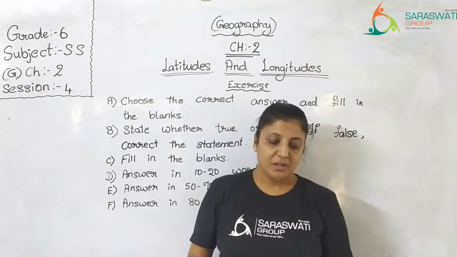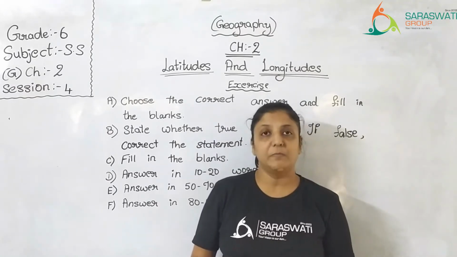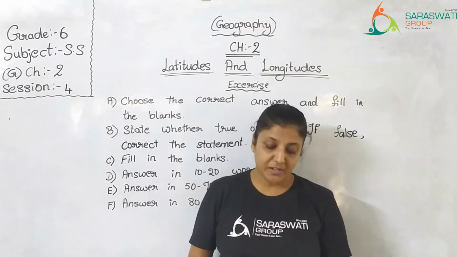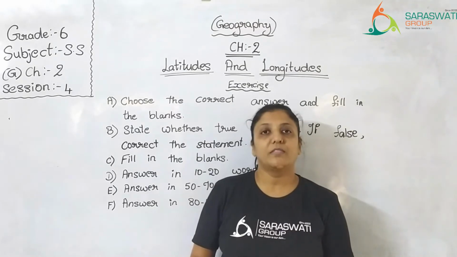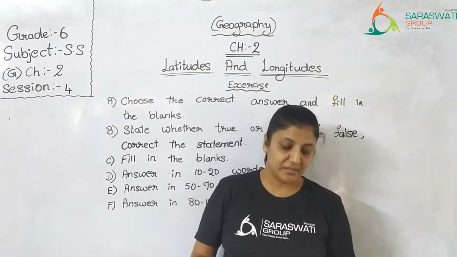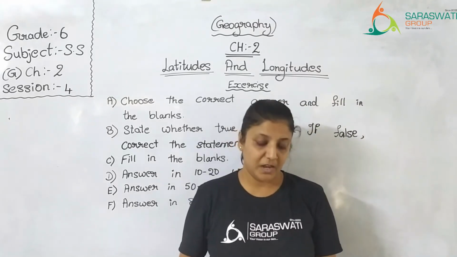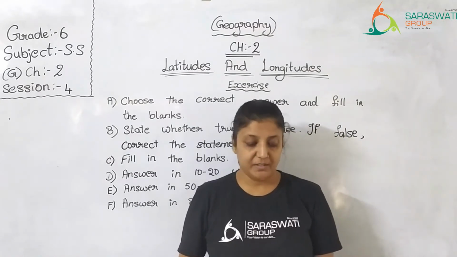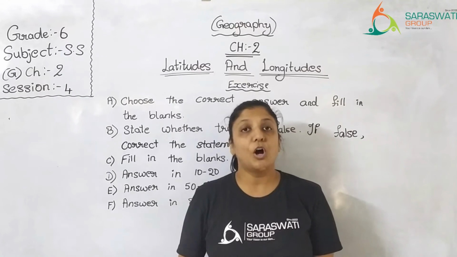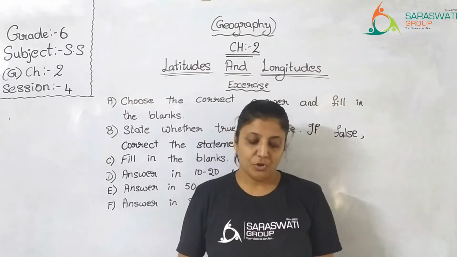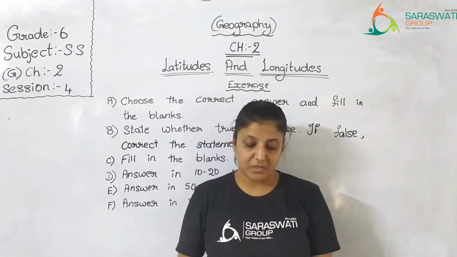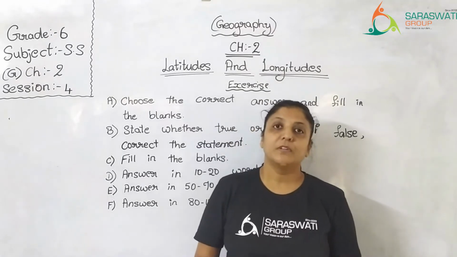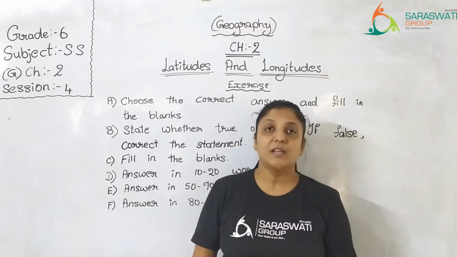First one. There are dash parallels in each hemisphere. Options are 180, 181, 90 and 360. Right answer is option C, 90. Number 2. The total number of meridians across the globe is, so how many meridians they have asked? Options 180, 90, 360 and 181. The right answer is option C, 360.